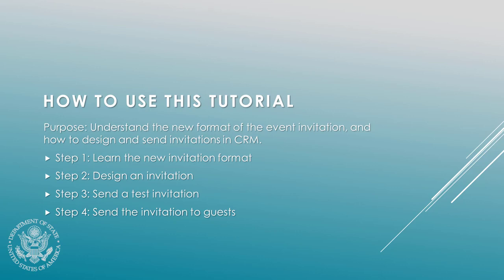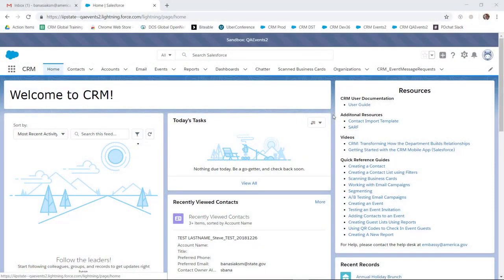Next, we'll design an actual invitation. And then finally, we'll send a test invitation as well as the actual invitation to guests. Let's begin. Here we are on the CRM homepage. The first thing that you should do is go to the Events tab and find the event you previously created.